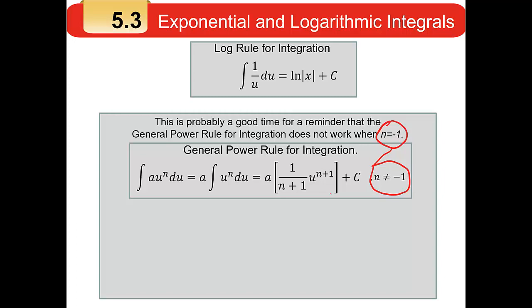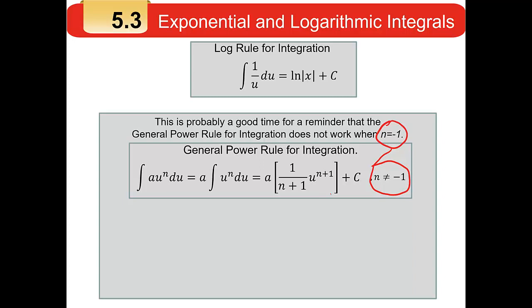Actually, I do want to say one more thing. If you remember back to the general power rule for integration, I didn't really emphasize it much at that point because I intended to come back to it here. But we always said that n cannot be minus 1 for that formula. Now you're going to see why if you haven't already.